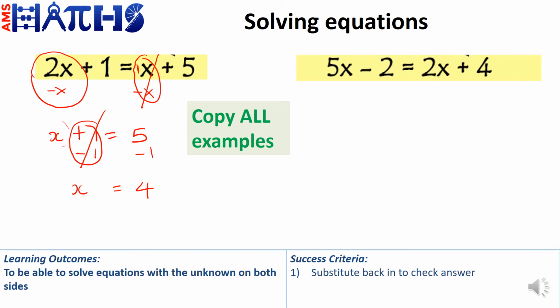In our second example, we have 5x on the left and we have 2x on the right. So I'm going to remove this smaller group of x, which is 2x. It's positive 2x, so I'll just subtract 2x, and that should eliminate it. Because we're subtracting 2x on the right, we have to do that on the left as well.